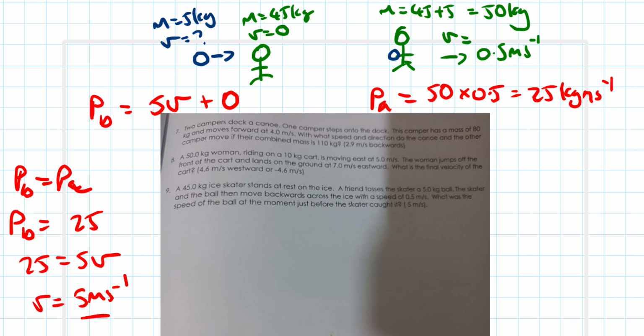So therefore, the answer: what was the speed of the ball? Well, we don't need the direction. So the speed of the ball is just 5 meters per second.